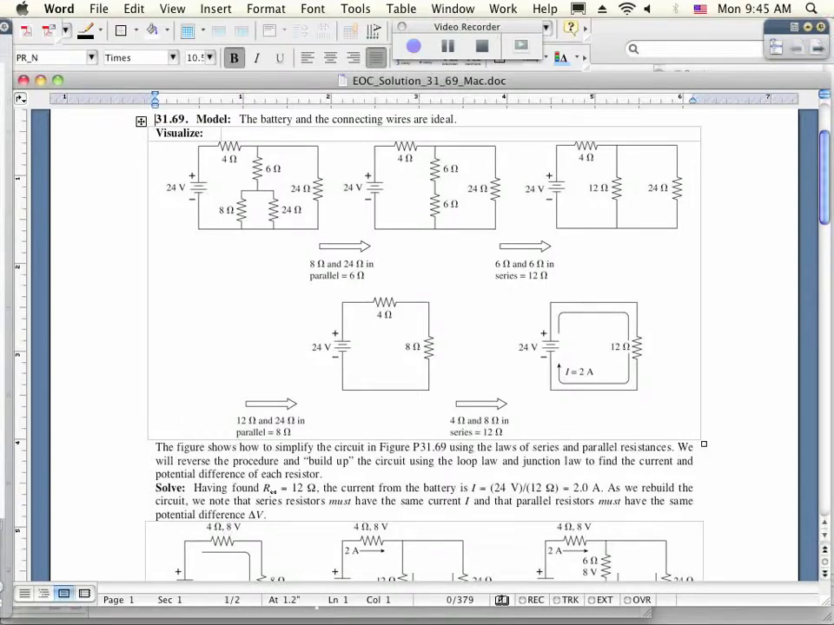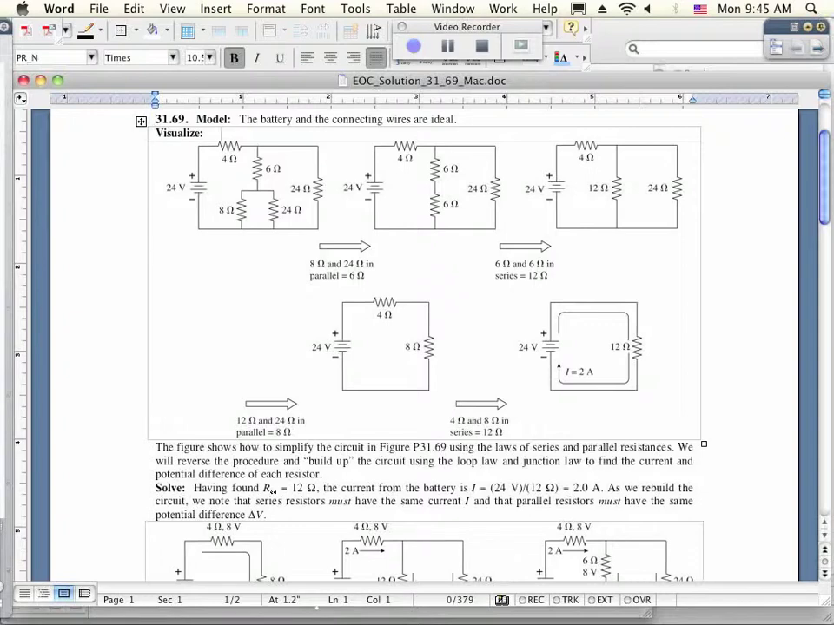Okay, so we'll just jump back. Why not? We'll do 69 first. Find the current and potential difference across each resistor. Oh, 69 is easy. We don't need that one, right? We do? Okay. Well, here's a condensation, right?